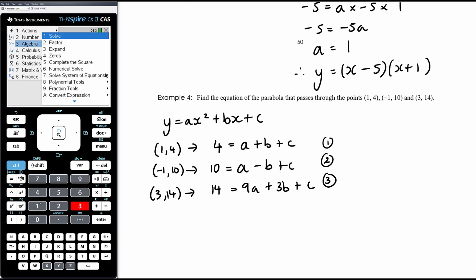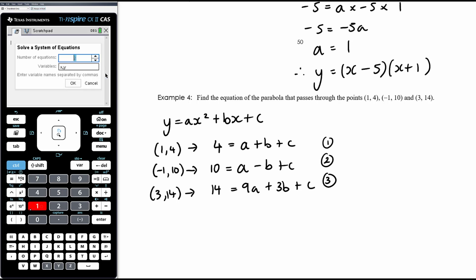Menu 3.7.1, solve system of equations. We have 3 equations, and the unknowns in our equations are a, b, and c. And then we type our equations in here: 4 equals a plus b plus c, tab, 10 equals a minus b plus c, tab, and 14 equals 9a plus 3b plus c.